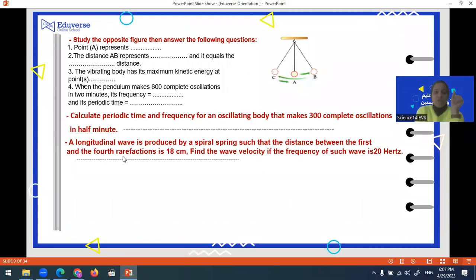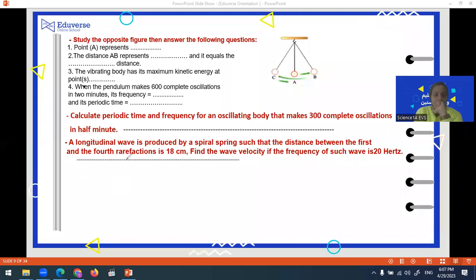Okay. This is a very good one and very, very clever. The longitudinal wave is produced by a spiral spring such that the distance between the first and the fourth rarefaction is 18 centimeter. Find the velocity if the frequency of such wave is 20 hertz.